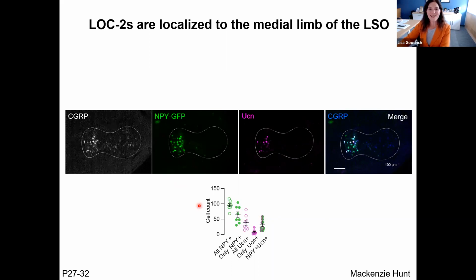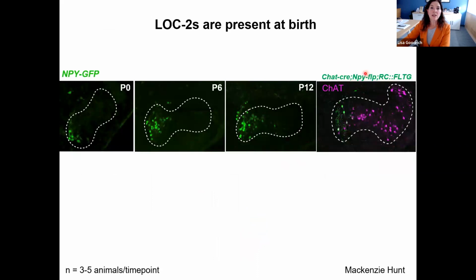The nice thing is that there are a lot of tools for NPY, and there's also a lot of tools for ChAT. So we took advantage of these tools to do an intersection, where we use ChAT-Cre together with the NPY-Flp line to turn on a reporter that requires both Cre and Flp. This would mark just these neurons right here, and we can see that those are labeled only in the medial wing. So the NPY-positive cholinergic neurons are in this medial wing.